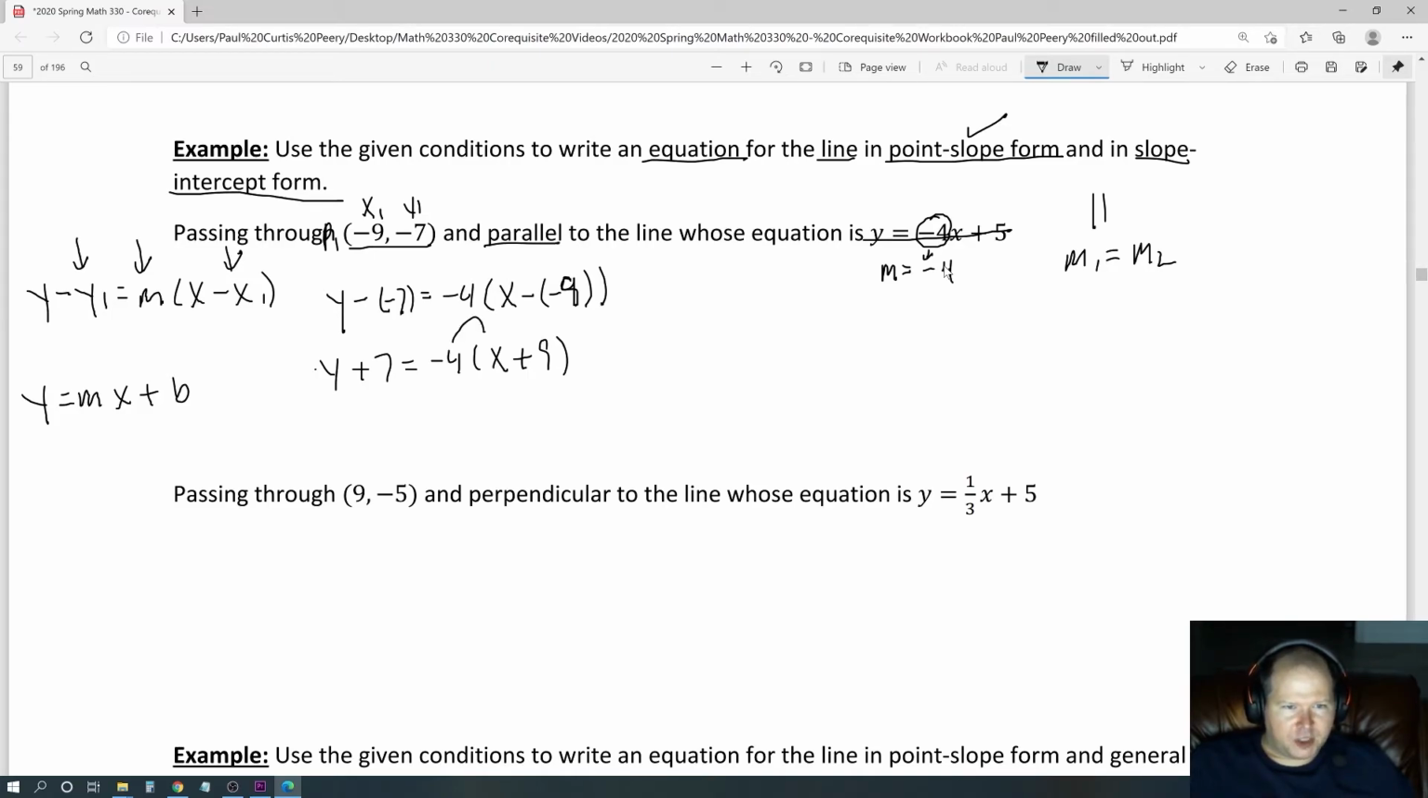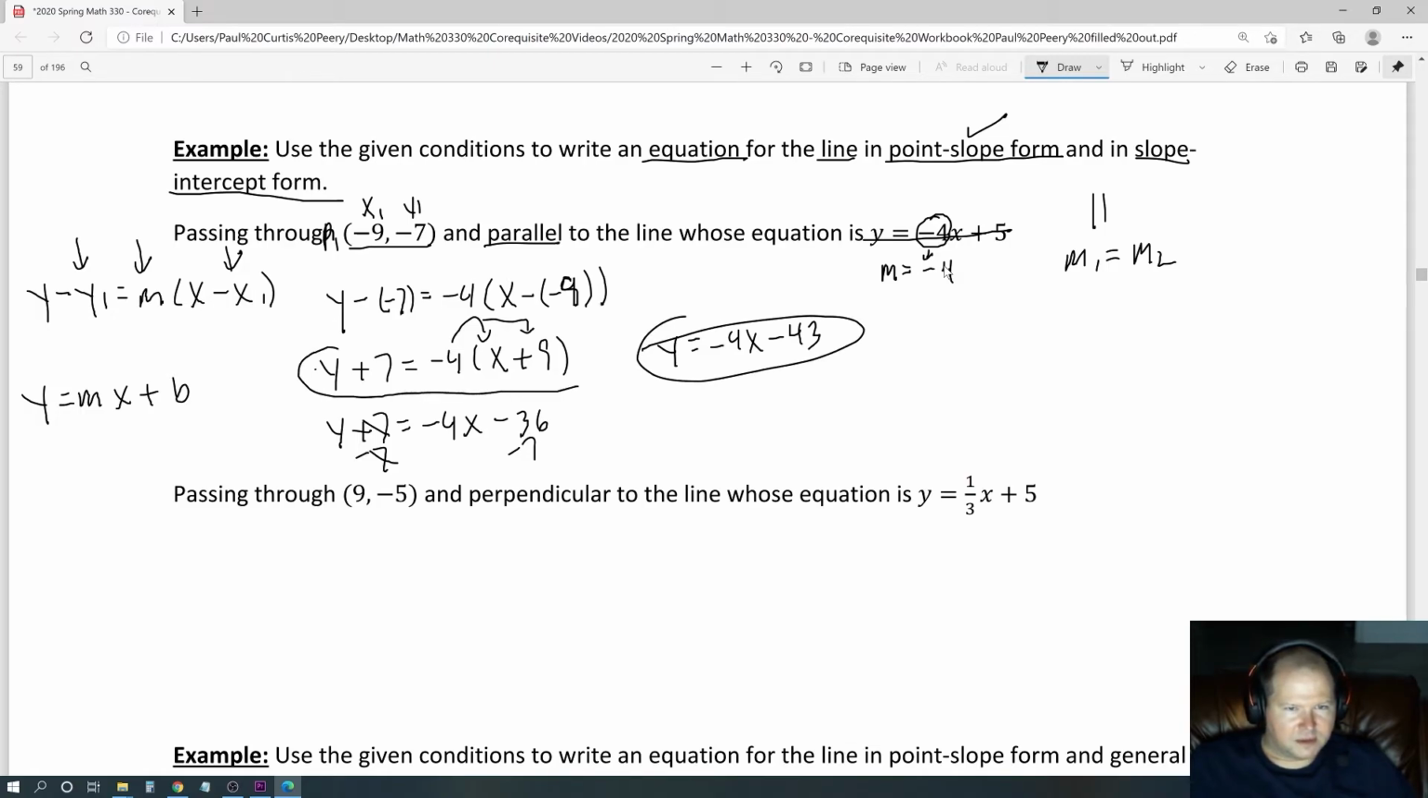So first we are going to distribute here and here. So it gives me y plus 7 is equal to -4 times x, or -4x. And -4 times +9, which is -36. Then we will subtract 7, cancel, cancel. y is equal to -4x. And -36 minus 7 is -43. And there we go. So we have it in both forms. Okay, let's try the next one.